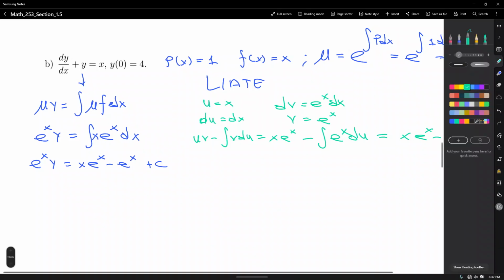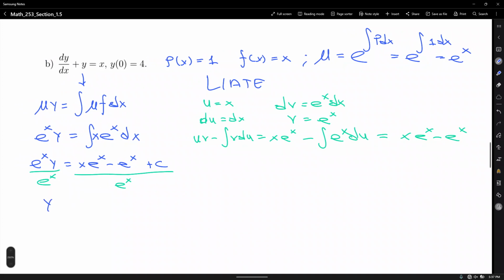How about we divide both sides by e to the x. So that'll give us y equals x minus 1 plus c e to the negative x, or c over e to the x. But usually the exponential functions, we write them with negative exponents. Either way, it's acceptable. So this is only our general solution.